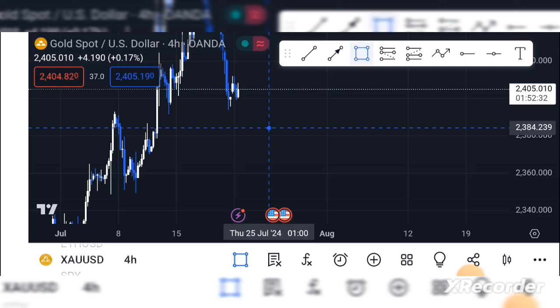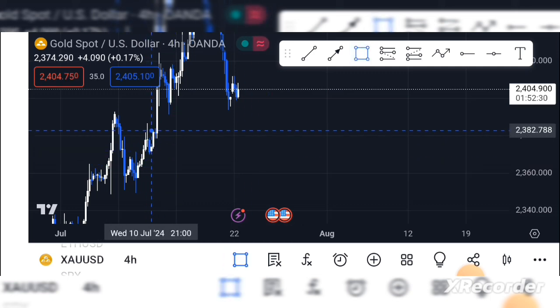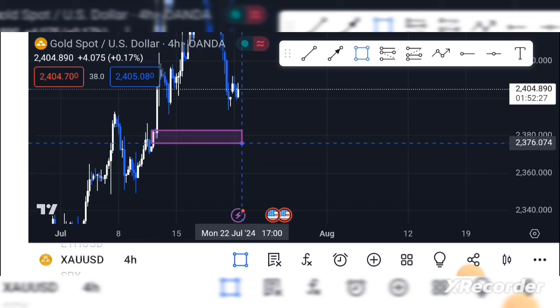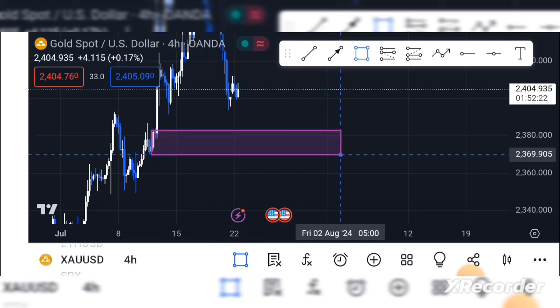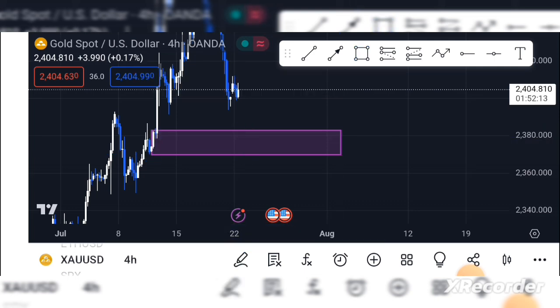Here is a supply zone. Here is a supply zone. You can see that price didn't mitigate. Here now is a demand zone. I mean to say a demand zone, and price is probably going to come over here. You can see price is going to come over here and mitigate it.